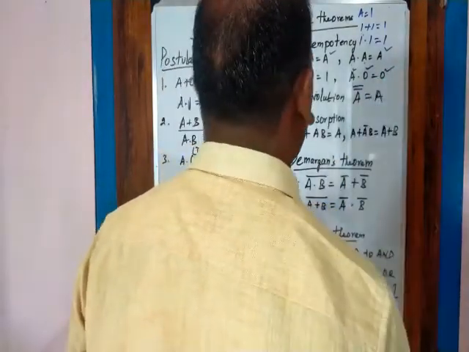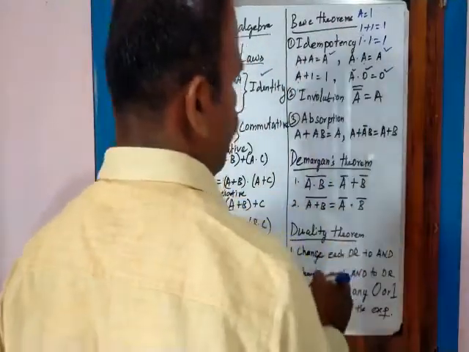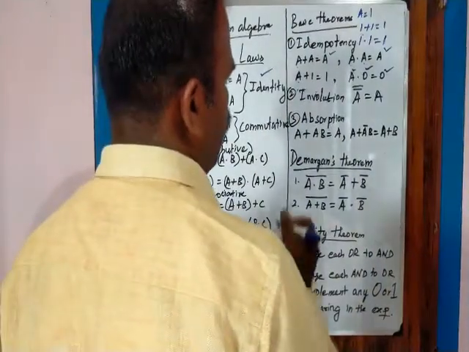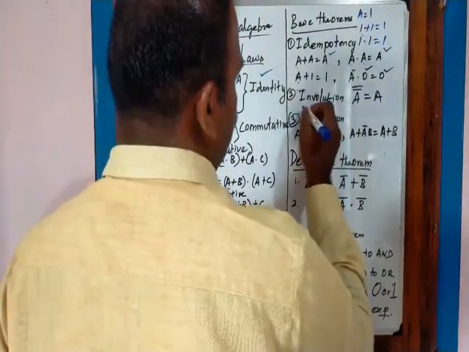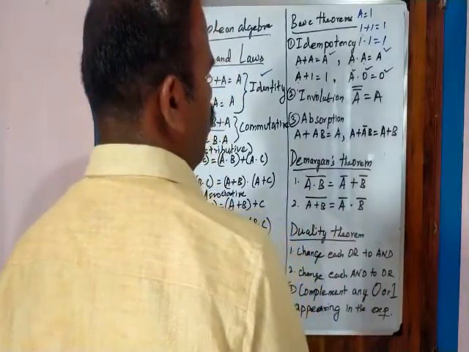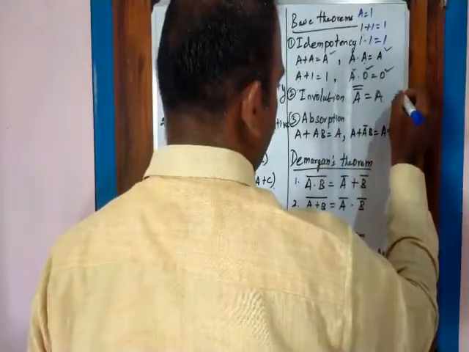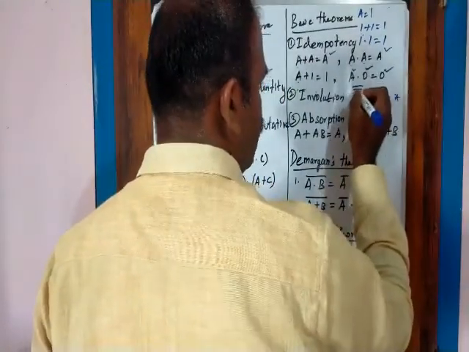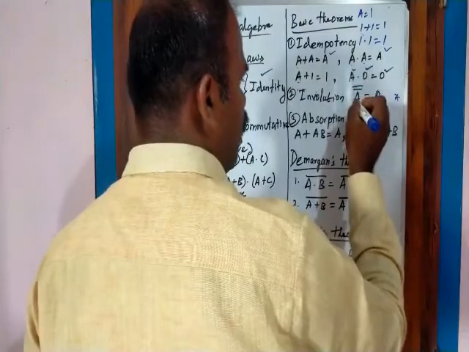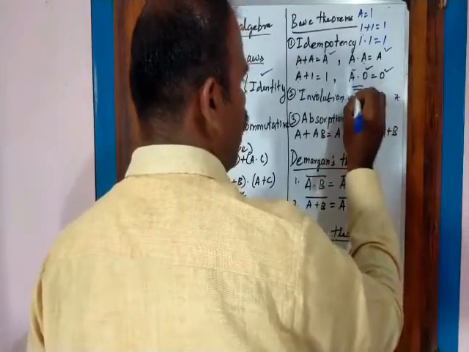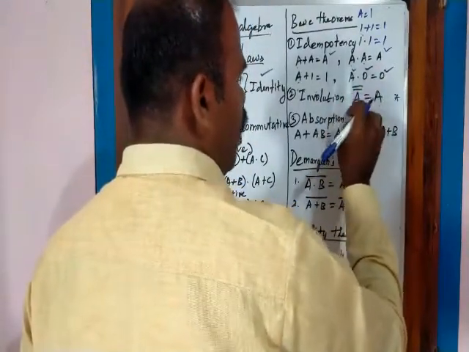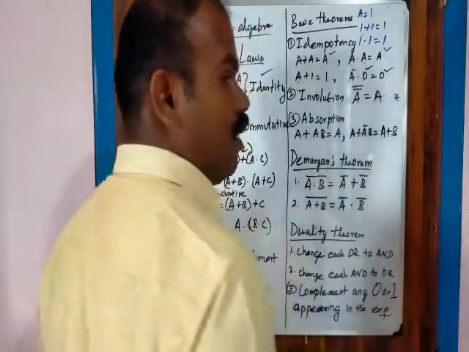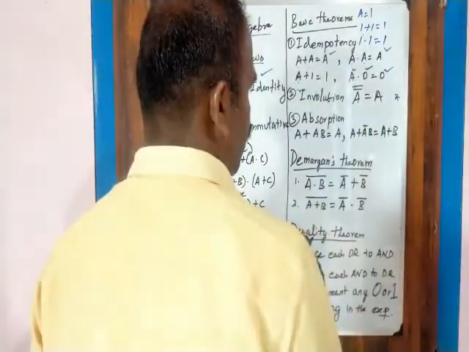Okay. Next, these are all very important properties, sorry, theorems. Next, the involution theorem. This is also a very important theorem. Involution theorem, that is a double bar. Double bar means complement of complement A. So double inversion, double complement of A equals A. You have to remember this one.